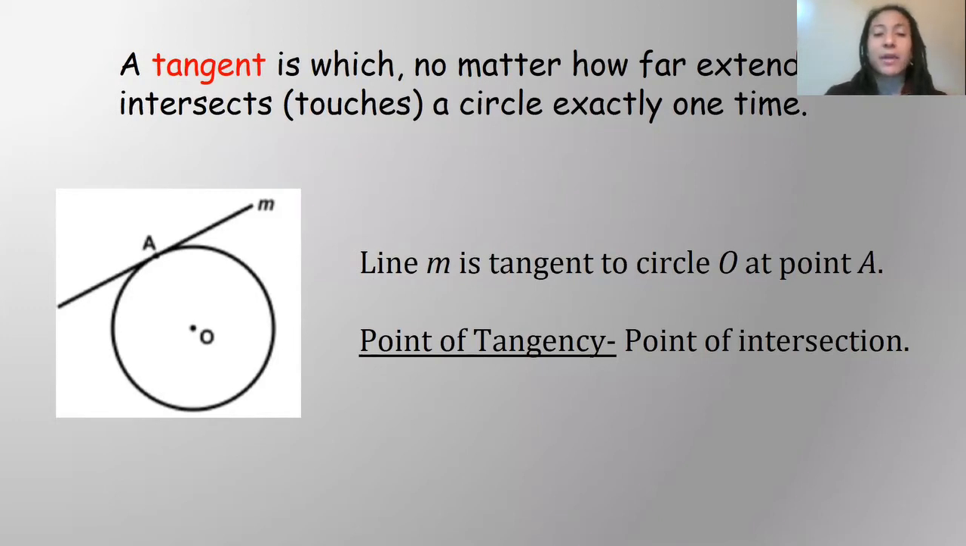Now, we have a diagram here, which is also on your handy helper, that says line M is tangent to circle O at point A. So how do we know that? We have circle O, and this line M here, and once again, a tangent is when it touches a circle exactly one time. So this tangent line M touches circle O at point A. And point A is also called a point of tangency because it is the point that intersects the circle.